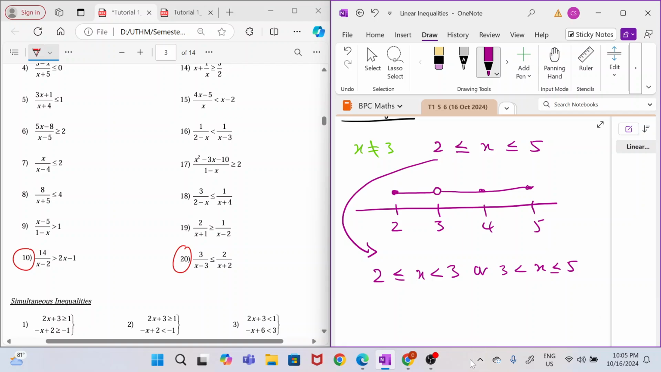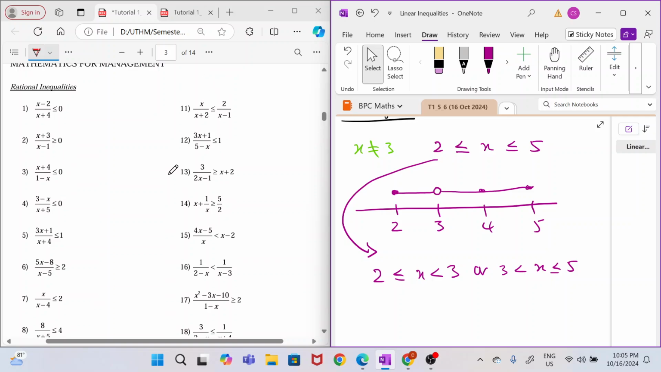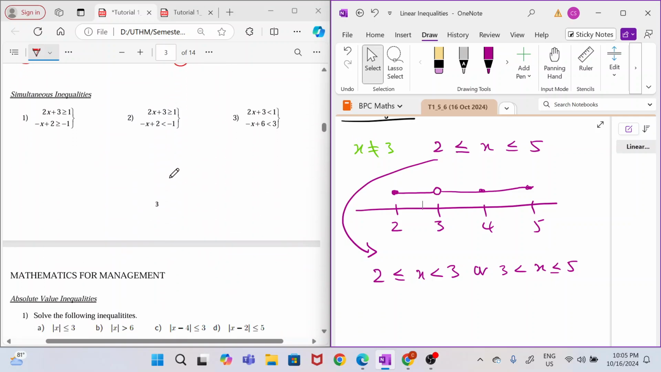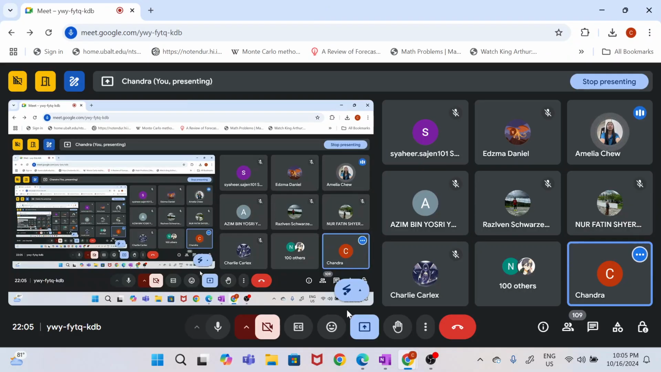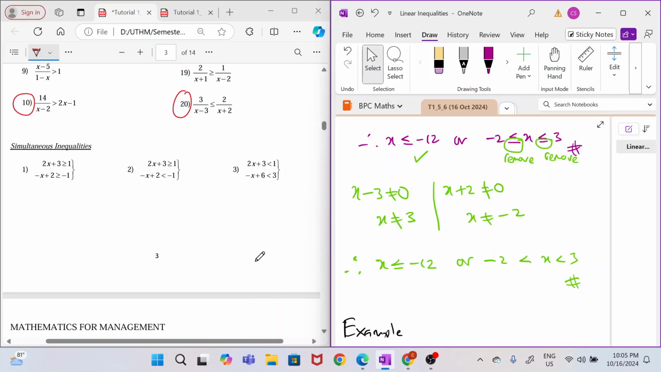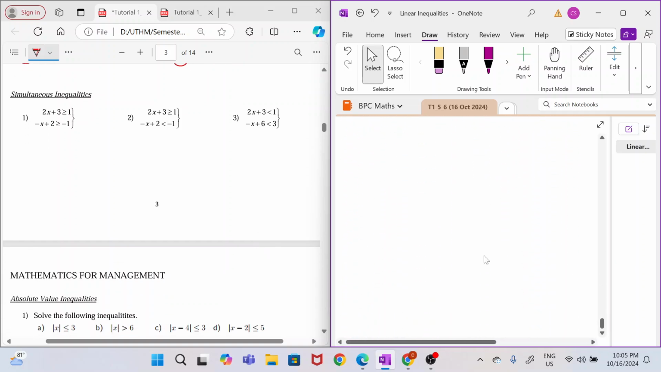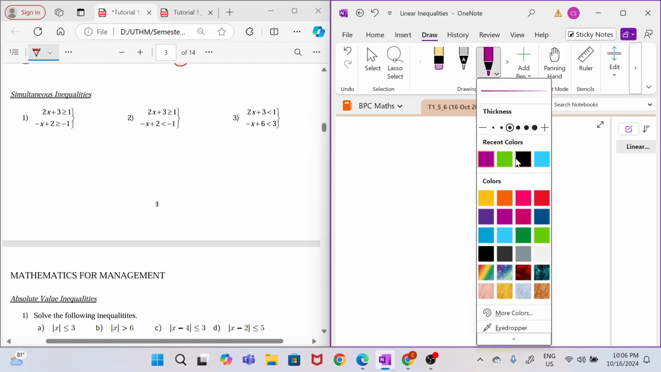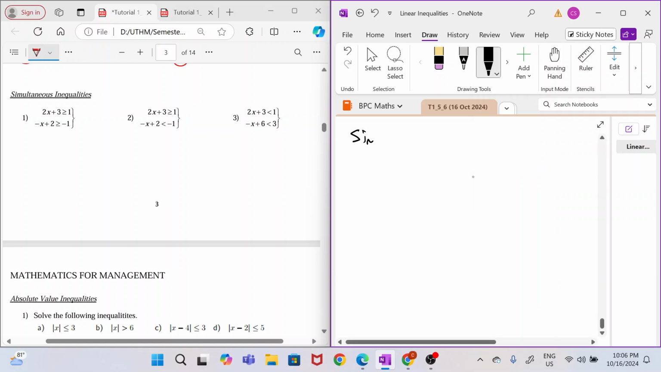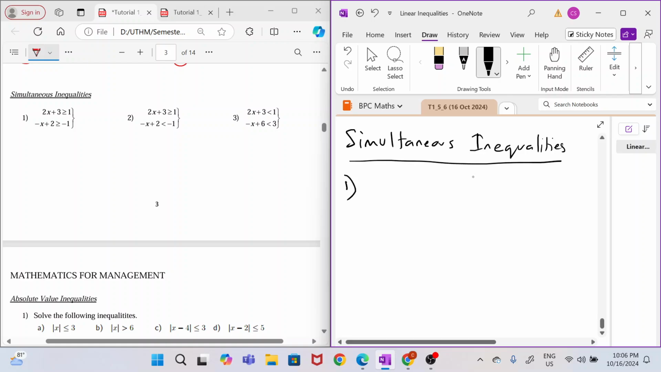Hope you guys understand. If you don't understand, you can always come and ask me in the class. So that is regarding rational inequalities. Simultaneous inequalities. I show you one.